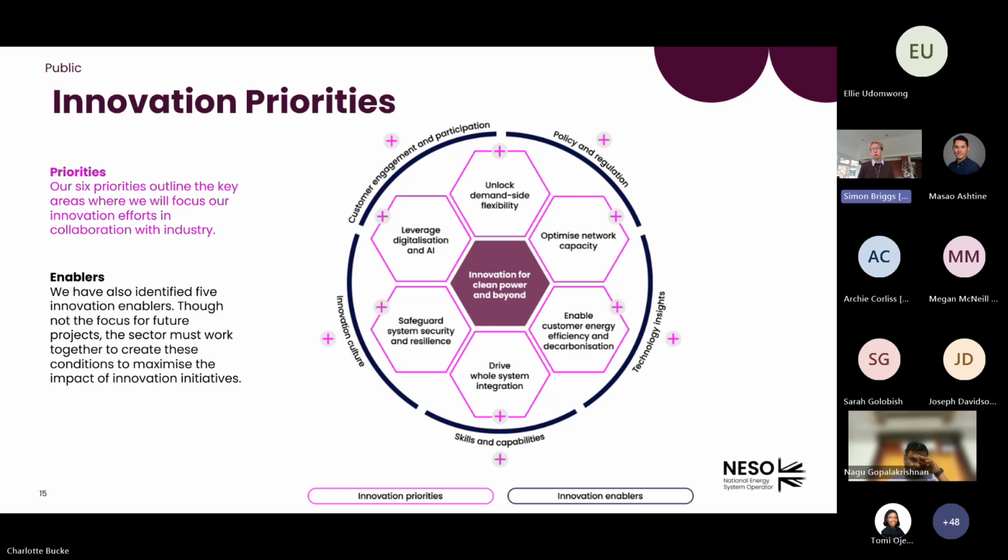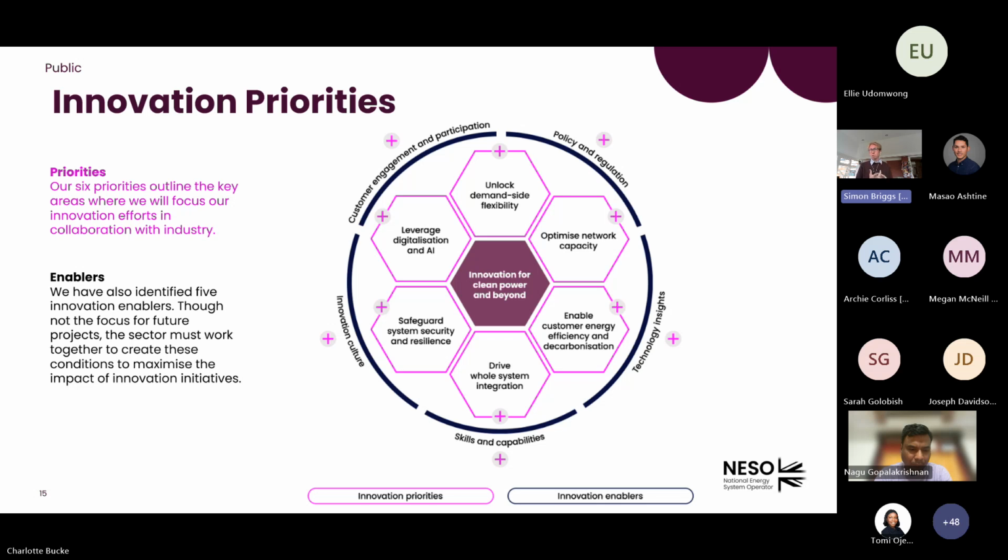So we've got 6 priorities that we've identified. This is slightly different to the SIF challenge area, so I don't want to confuse you too much, and all of this is available online to look at. But in terms of where our interests lie within NISO and where we think greater coordination is required, certainly around demand side flex. There is a big target on consumer-led flex within the Clean Power Action Plan, and that's an area that we're really interested in.